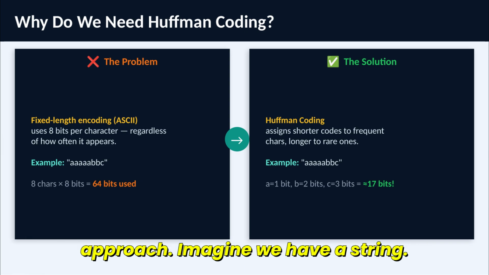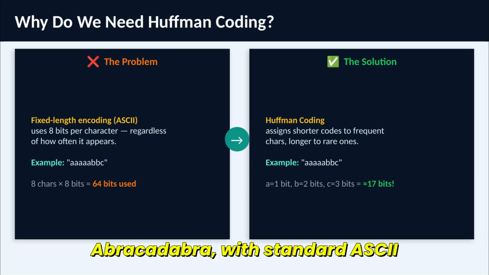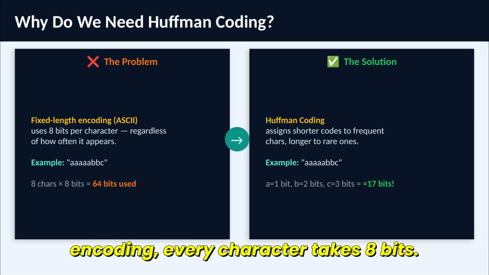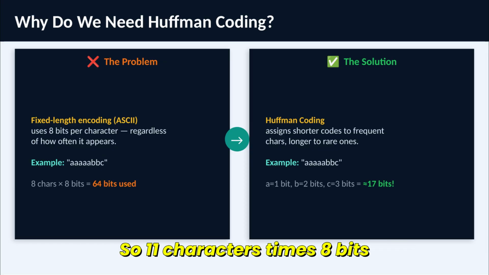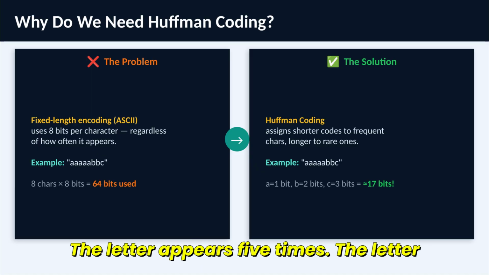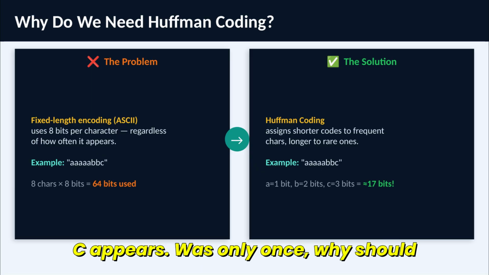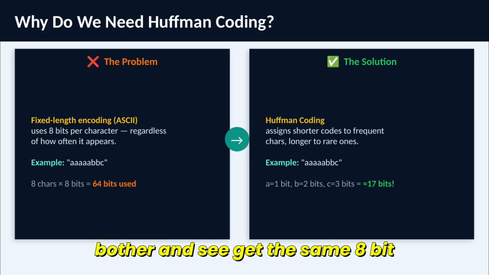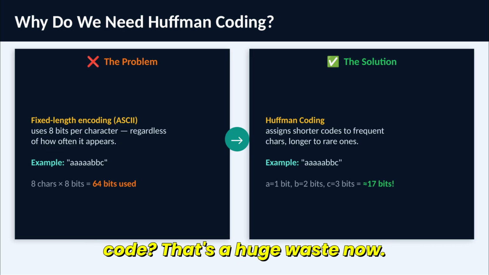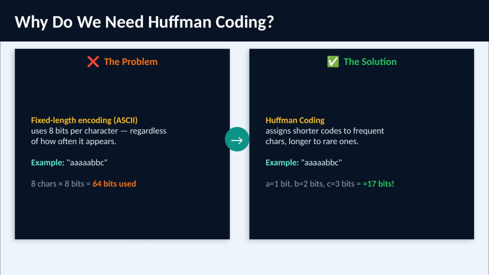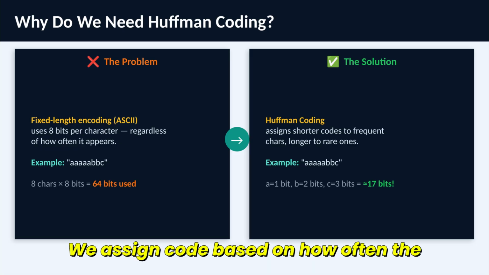Imagine we have a string, ABRACADABRA. With standard ASCII encoding, every character takes 8 bits. So 11 characters times 8 bits gives us 88 bits total. But look at this. The letter A appears 5 times. The letter C appears only once. Why should both A and C get the same 8-bit code? That's a huge waste. Now, with Huffman coding, we assign codes based on how often the character appears.